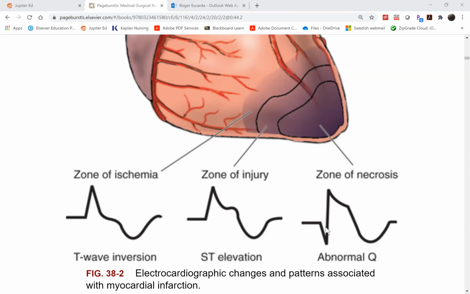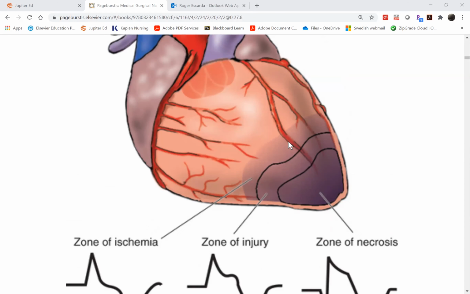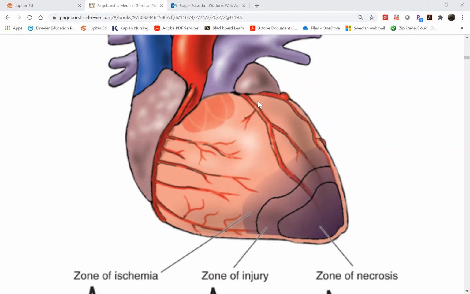There could also be a pathologic Q wave, like this one. I'll explain all these next week. They may not make sense. So this is what I mean by the zones. Okay, so this one, like I said, remember that your coronary arteries here, they branch out of the aorta.